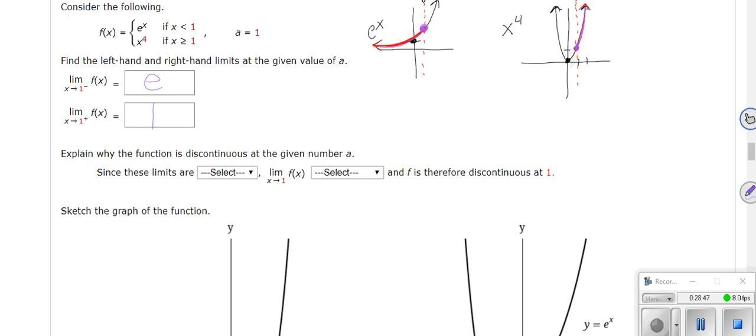Okay, so again, the limit of f of x as x approaches 1 does not exist. Why is that? Because the limit from the left is different from the limit from the right. The limit from the left is e, the limit from the right is 1. Those are not equal, so the limit at that point doesn't exist. Okay, I'll let you guys finish that one.